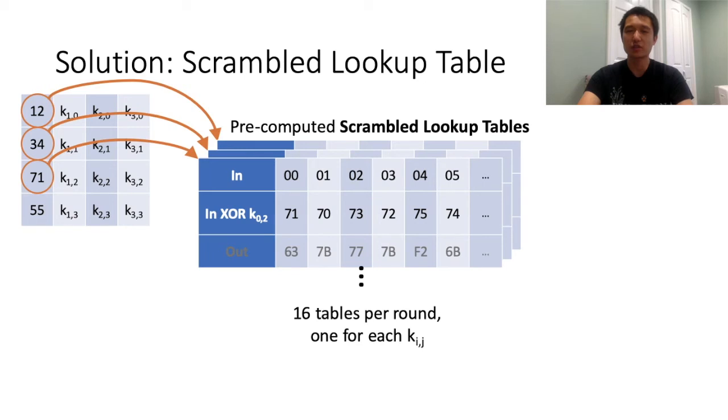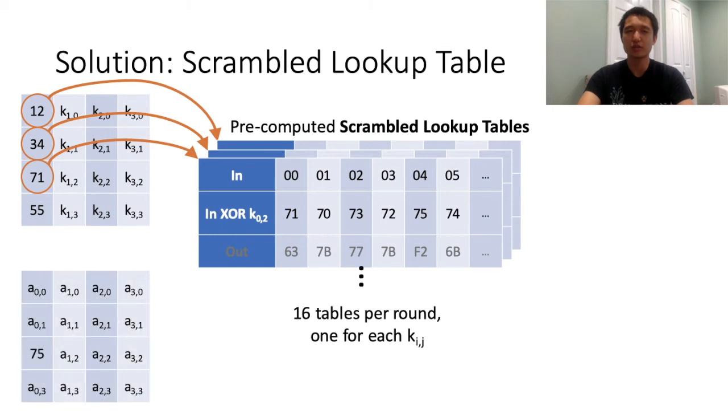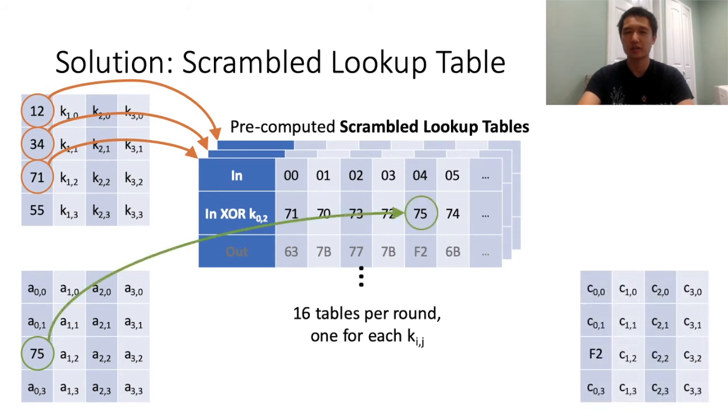We have 16 tables per round, one for each byte in the key. Now, given the input, we simply use the corresponding table to look up. Given this value, we look it up in the second row, and we already get the output. We can write it down. Note that we already finished the XOR process, as we are already looking into the 004 value inside the S-box. This helps us skip one XOR in the process.